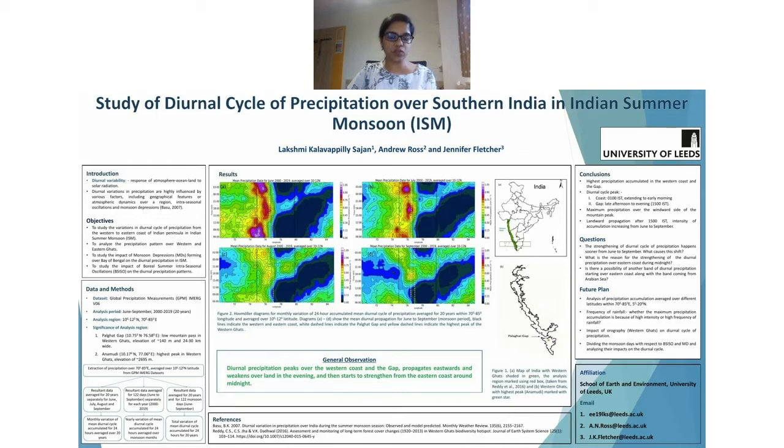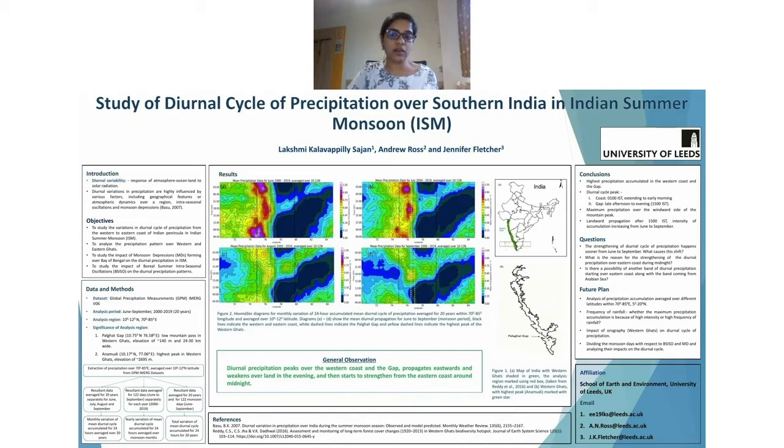Some observations noted here are, as you go from June to September, though the highest precipitation accumulated over the western coast and the gap is decreasing, the precipitation accumulated over land east of the peak is increasing. And the strengthening of the diurnal cycle over the eastern coast is happening sooner as you go from June to September. Hence, a major question that arises here is whether another diurnal cycle is initiated over the eastern coast and propagating east along with the diurnal cycle that is coming from the west. So this question will be addressed in my future work.